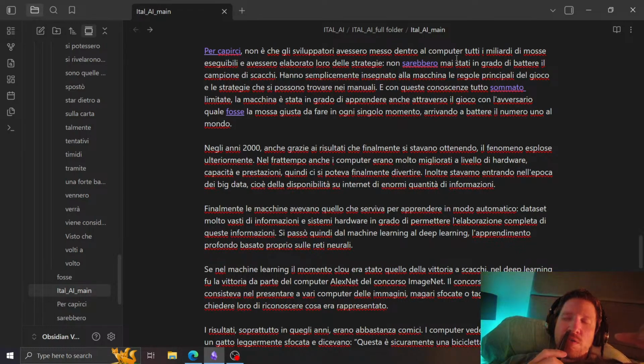Sarò, sarei, sarebbe, sarai. Sì, esattamente. Quindi per ricapitolare, sarò è il futuro semplice, sarei è il condizionale per io. Sono due modi diversi per esprimere tempo e grado di certezza.